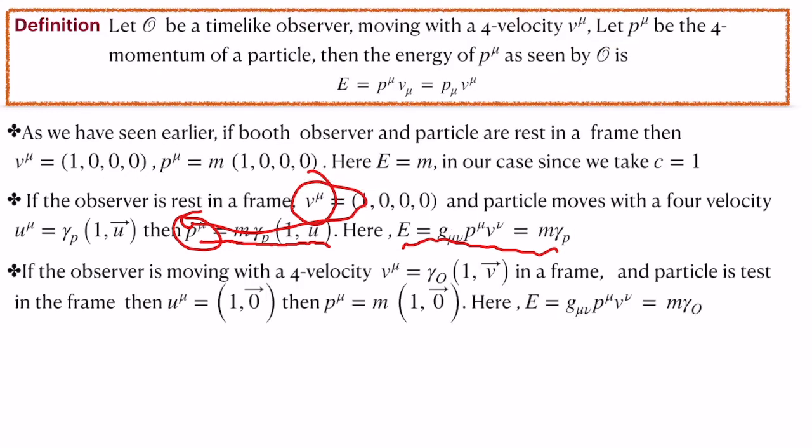Now let's look at the next example. In this example, let's consider a frame in which a time-like observer is moving with the velocity v mu. It can be written as gamma o, that is gamma corresponding to the observer, and a spatial velocity v. We have a particle with the four velocity u mu, which is at rest with respect to the frame, whose four momentum is given by m into u mu, and that can be written as 1, 0 because it's not moving in the frame. Now we again calculate the energy observed by observer O of the particle P mu, and then we get the quantity m into gamma O. So that is because in this case the particle is at rest with respect to the frame, but the observer is moving. So that effect also comes in.